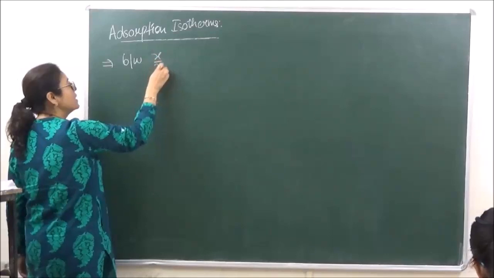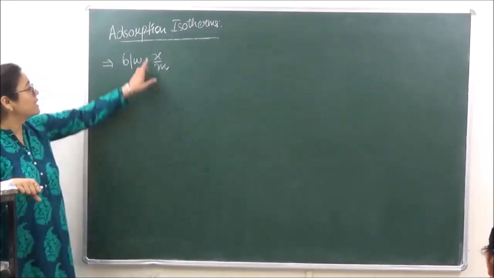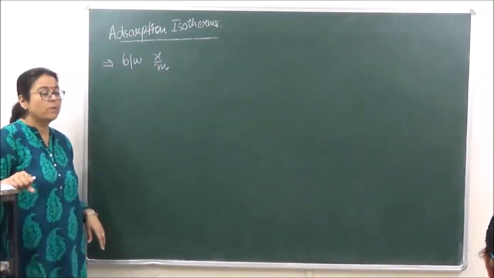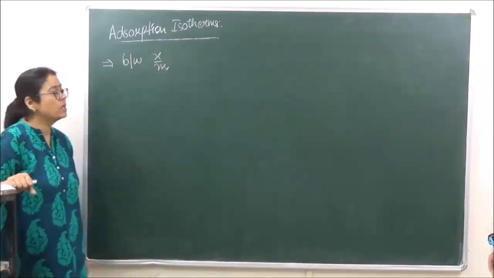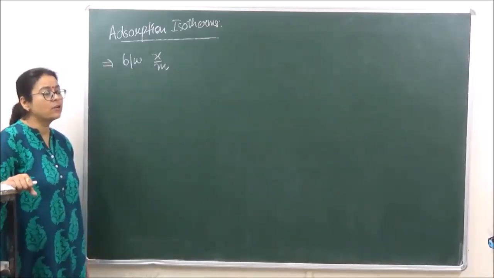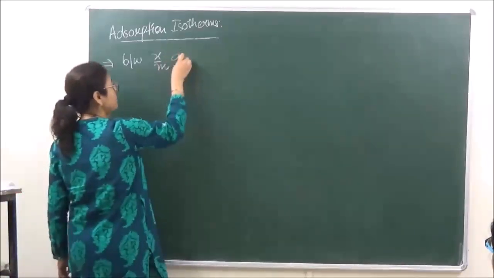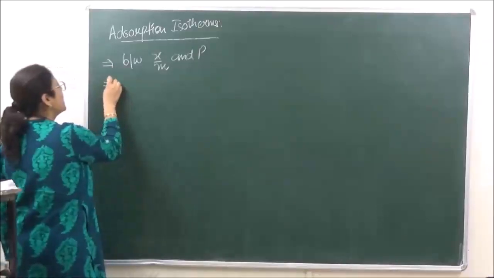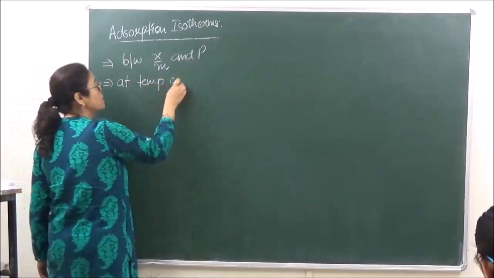between extent of adsorption. Extent of adsorption, I had told you, is given as x upon m, where x is the amount of adsorbate per unit area of the adsorbent. That is what extent of adsorption is. Okay, so between extent of adsorption and pressure, and we are keeping the temperature constant.